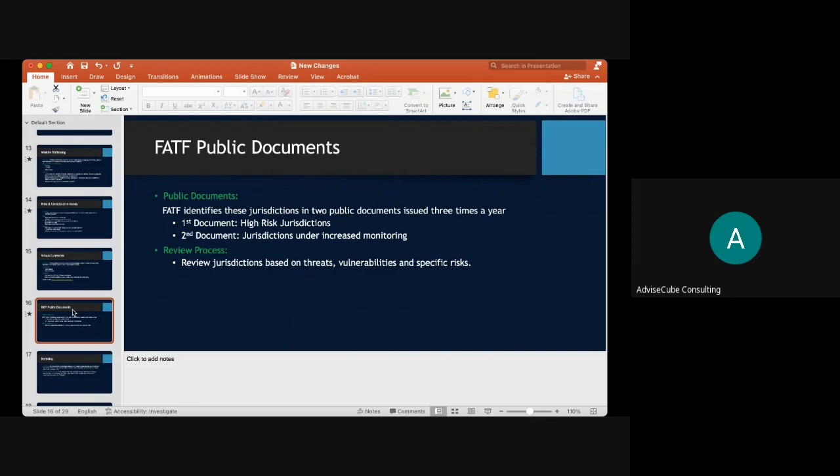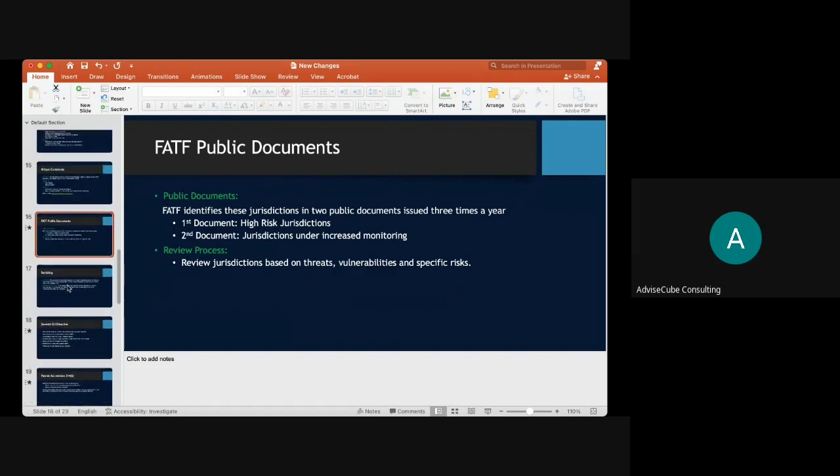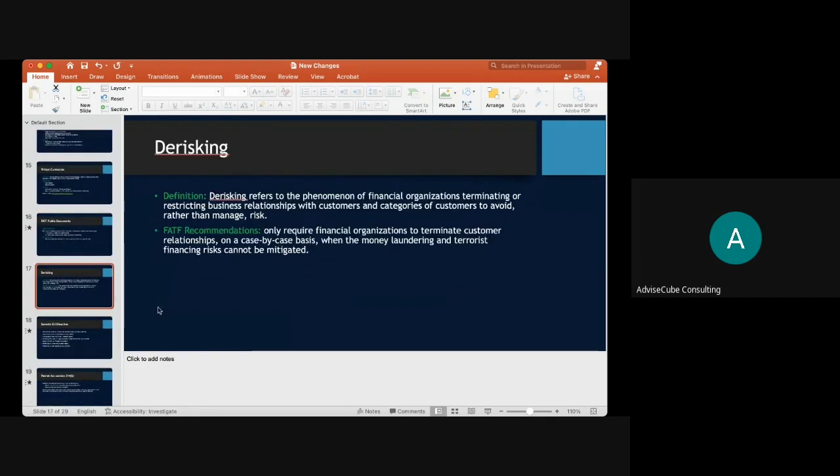Okay, they have also mentioned the review process of jurisdictions, based on their vulnerabilities and their specific tasks. That was also a new section. It was not there before. De-risking is a new concept that they have mentioned.